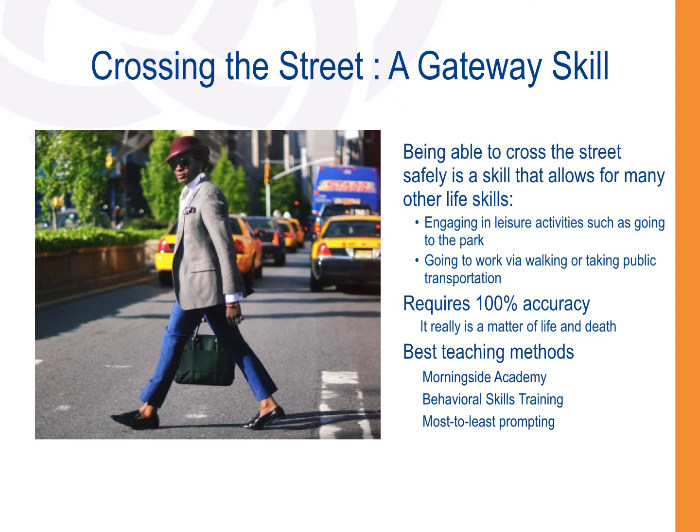So, looking at the best teaching methods in order to get to that 100% accuracy, we're combining some strategies from the Morningside Academy, and how they break things down into acquisition, practice, and application, using behavioral skills training methods, which involve modeling, prompting, and feedback. For that prompting, we're really focusing on most to least prompting. Some of that research came from another study which was able to successfully teach individuals with developmental delays to cross the street with 100% accuracy.